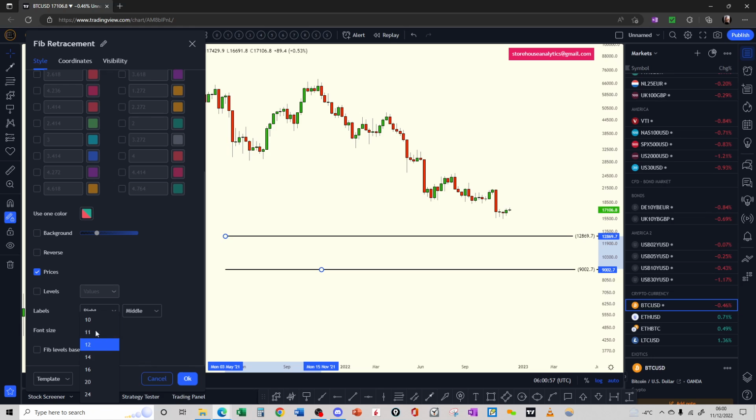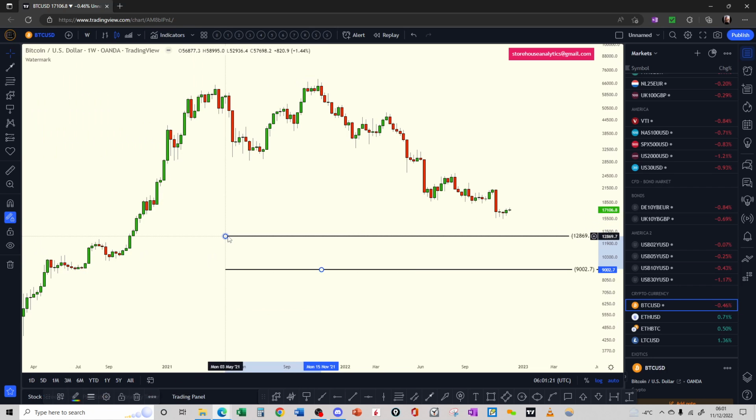And then you can change the font size. This is also another new addition. You can make the numbers bigger, so that you can see them. You can make them really small if it's not that important to you. Whatever you want to do with those prices, you can do. Okay? So that's how you would modify your tool to use to draw the levels.